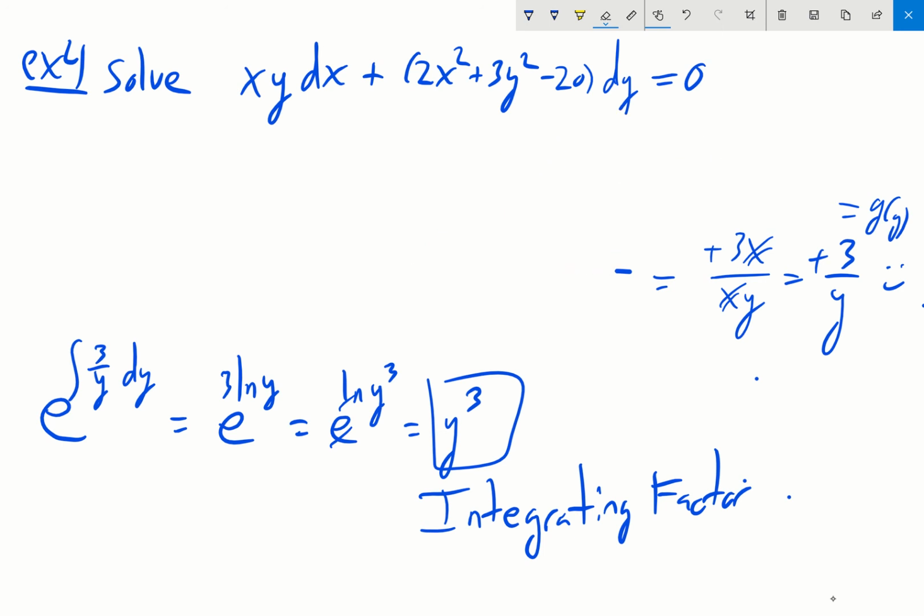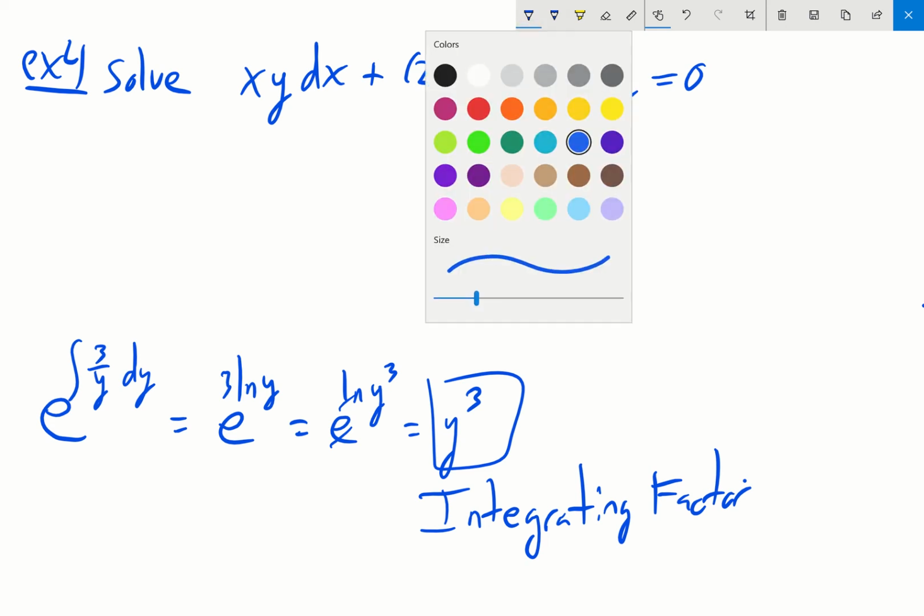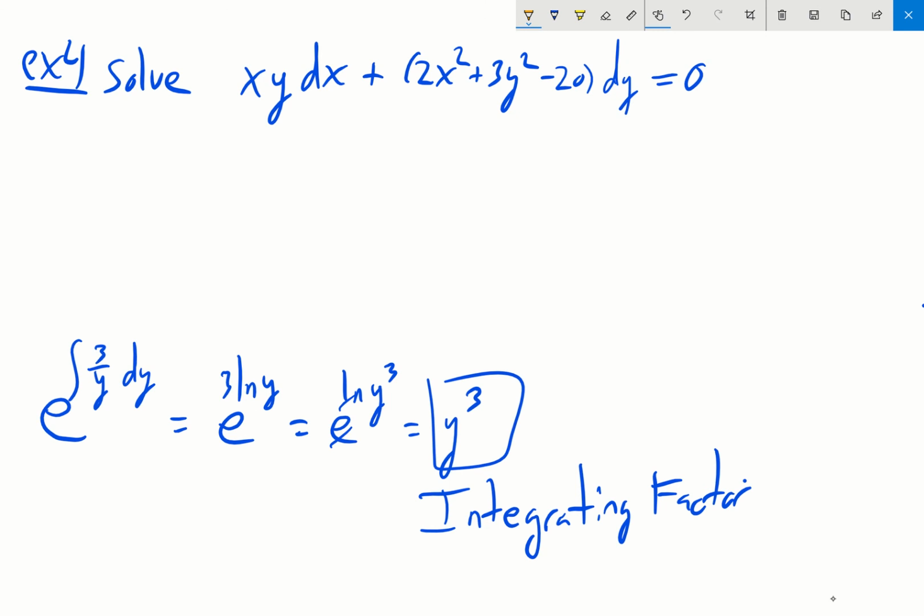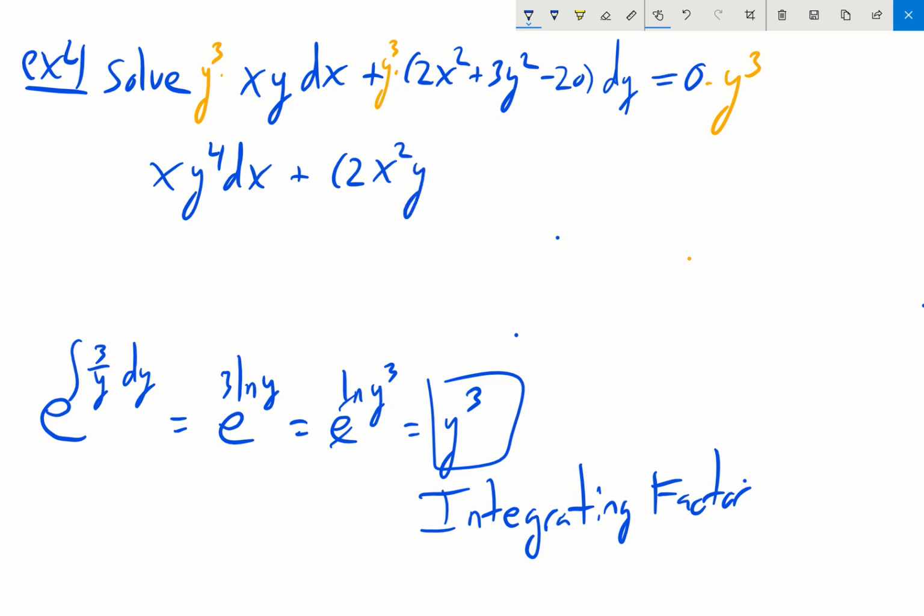So now what we're going to do is go back to our original differential equation, and we're going to multiply every single term on both sides by this integrating factor of y cubed. So multiply by y cubed, multiply by y cubed. On the right hand side we get 0 multiplied by y cubed, and we have the following. This is going to be x y to the 4th dx plus 2x squared y cubed plus 3y to the 5th minus 20 y cubed dy equals 0.